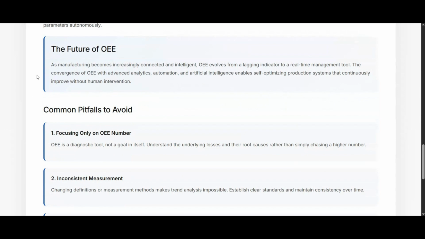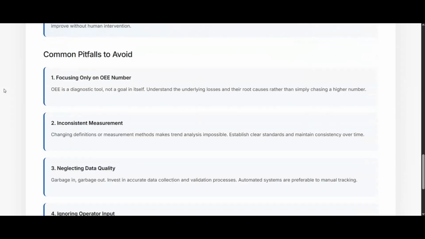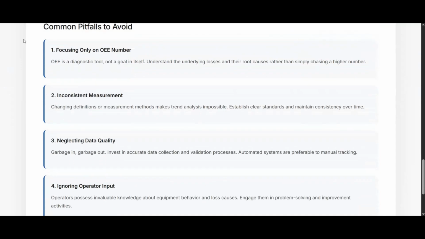Okay, and here some common pitfalls to avoid, and there are common mistakes we must avoid. The first one is focusing too much on the OEE number itself. People often get obsessed with hitting a percentage, but OEE is not the finish line, it's a diagnostic tool.